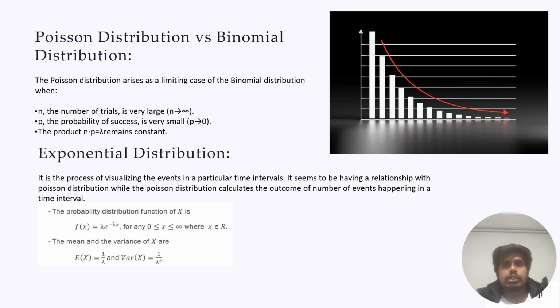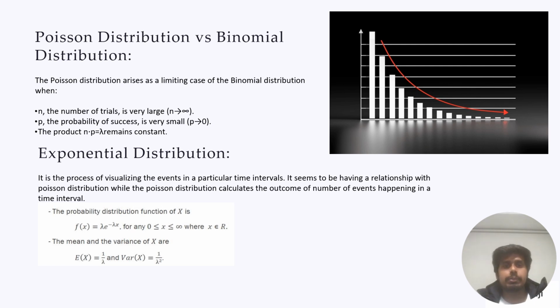The Poisson distribution is also closely related to other distributions. So, the Poisson distribution versus the binomial distribution. It arises as a limiting case of the binomial distribution when the number of trials is very large, tending to infinity, and the probability of success is very small, nearly zero, so that the product n times p, which is lambda, remains constant.